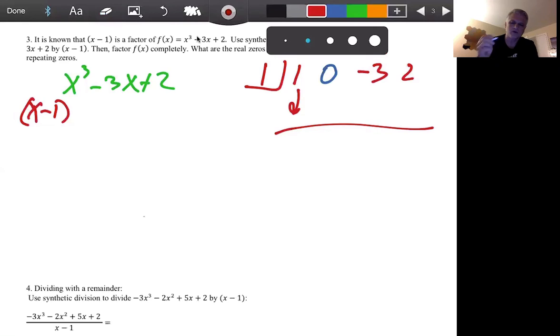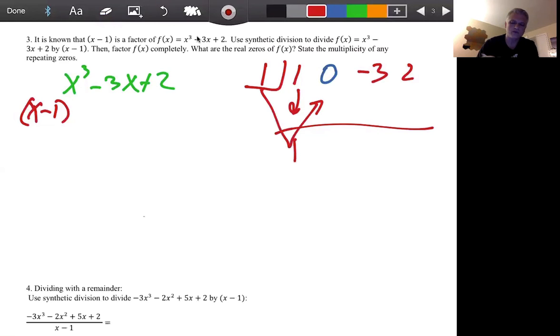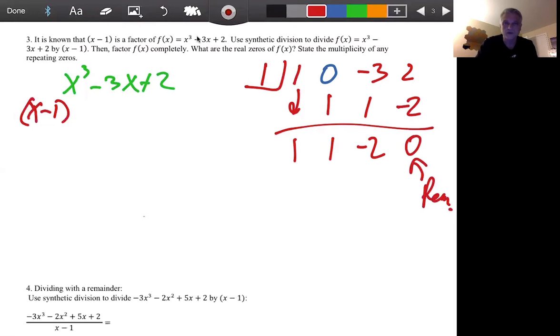Awesome. Okay, now let's do it. Bring the 1 down. 1 times 1, put it right there. Add. 1 times 1, put it right there. Add. 1 times -2, put it right there. And add. And yes, we do have a remainder of 0, which is good.